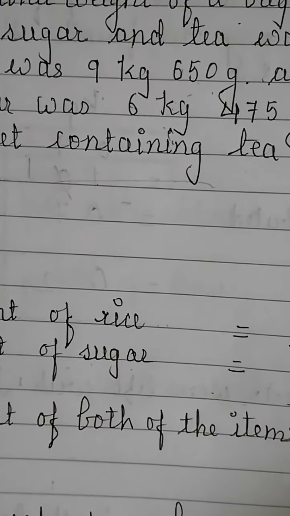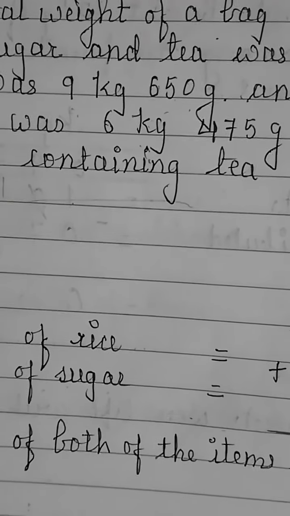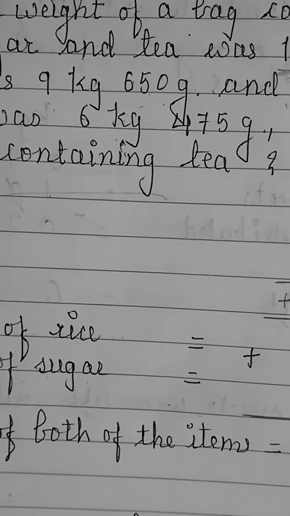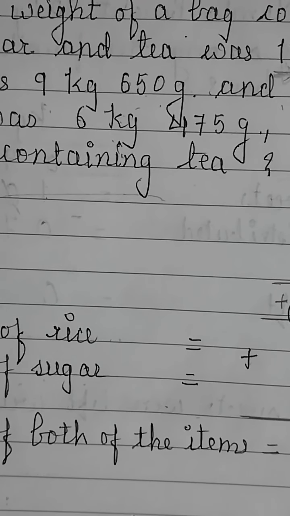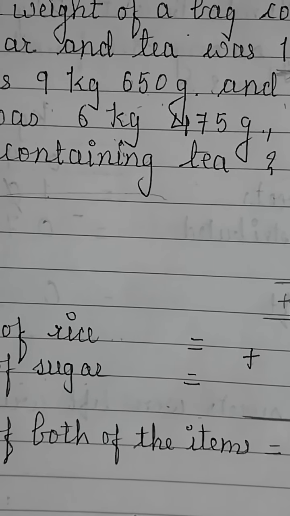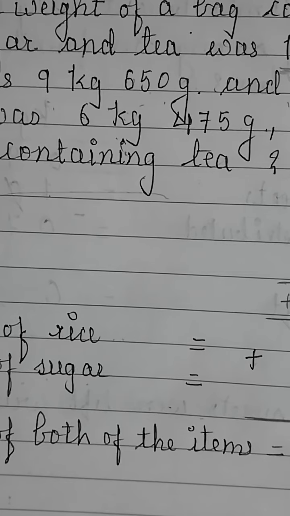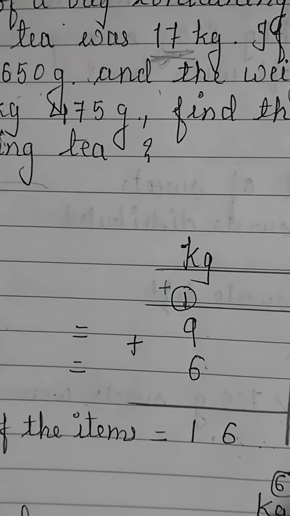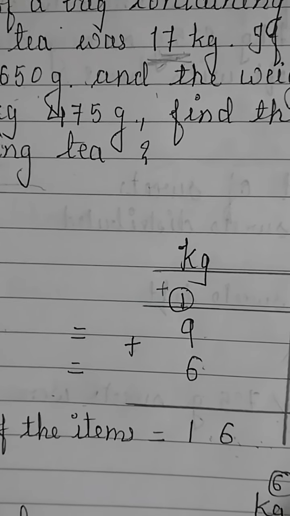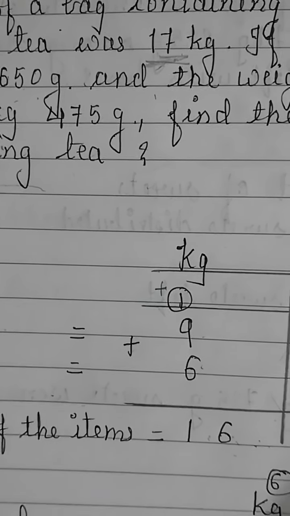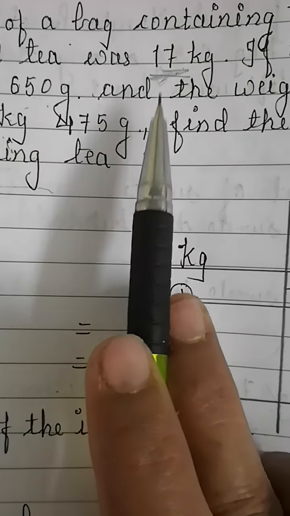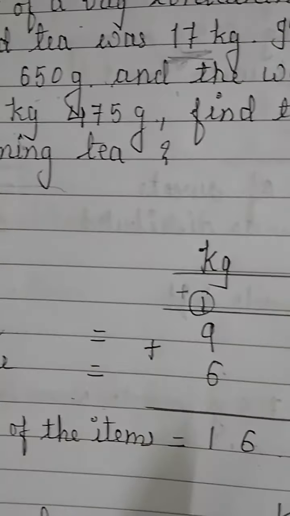So again we need to do two operations here. First we have to find out the total weight of the sugar packet and the rice packet. That we have to find out first. And whatever sum we get of their weights, that we will subtract from the total weight of the bag. Okay, so let's see first.